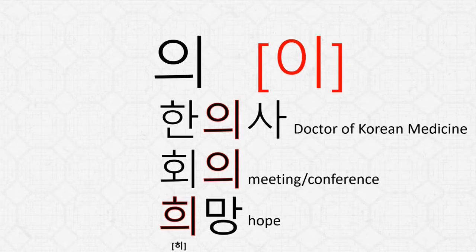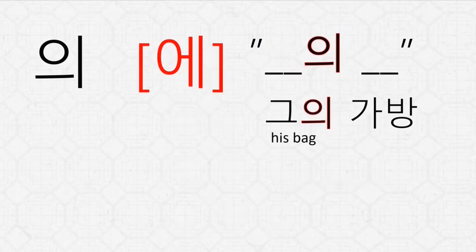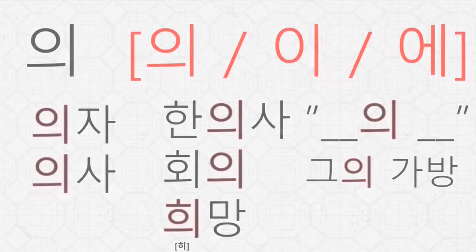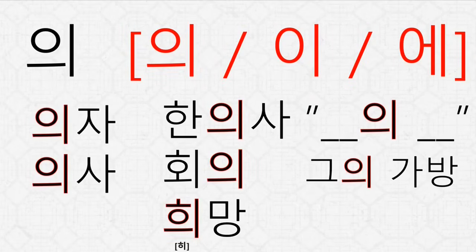Another sound that 의 makes is S sound. When 의 is in between two separate words, it makes S sound. For example, 그의 가방, which means his bag. Let me give you all the sounds of 의. 의자, 의사, 한의사, 회의, 희망, 그의 가방. As I told you, this is why vowel 의 is hardest vowel that you can learn in Korean.